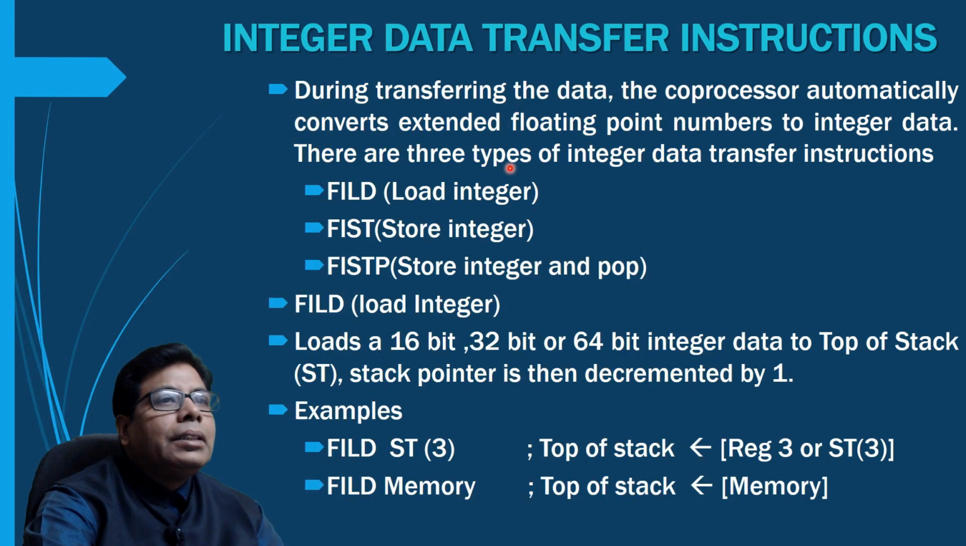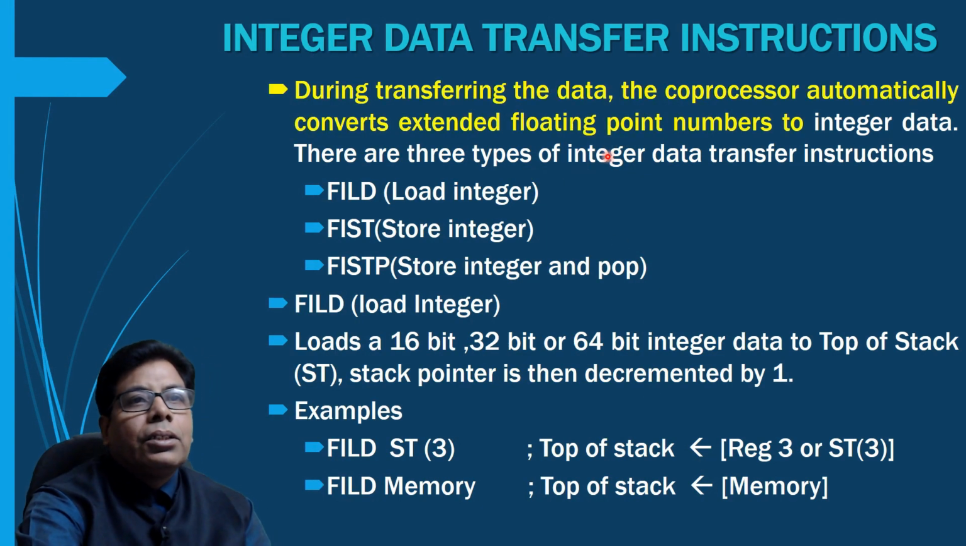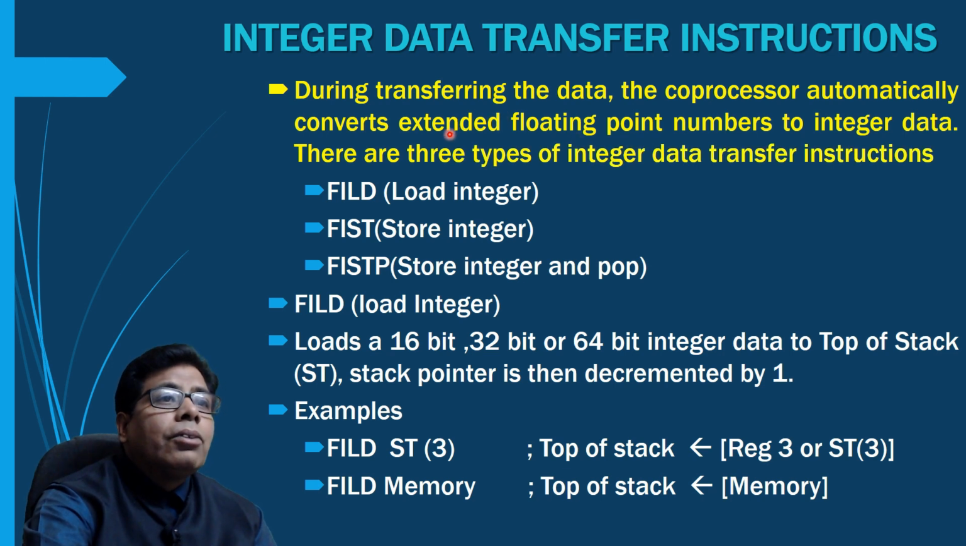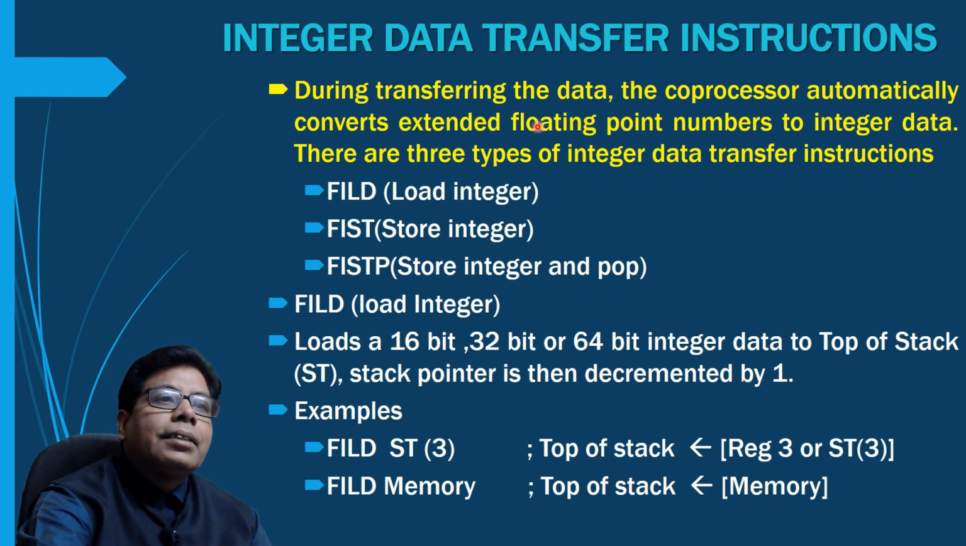Then let us go to the integer data transfer instructions. During transferring the data, the coprocessor automatically converts extended floating point numbers to integer data. So here, while the data registers are floating point, we can use the integer data types also. There are types of integer data transfer instructions: FILD, FIST and FISTP.